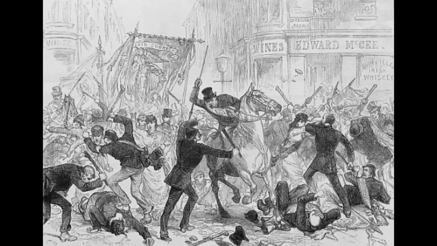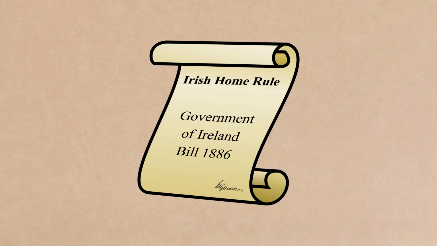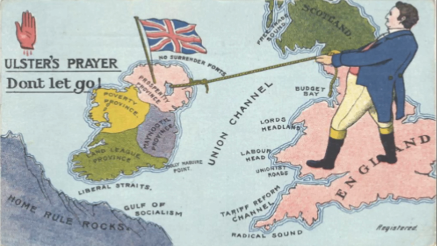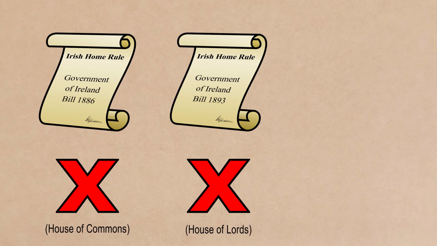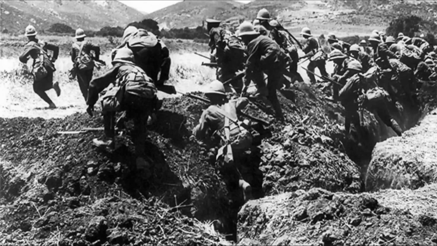The late 1800s saw a rise in demand for self-government, and in 1886 the first Home Rule Bill was proposed. In response to this, the Liberal Unionist Party was created in support of the Union and opposed Irish Home Rule. The bill failed, as did the second bill proposed in 1892, but in 1914 the third Home Rule Bill was passed.